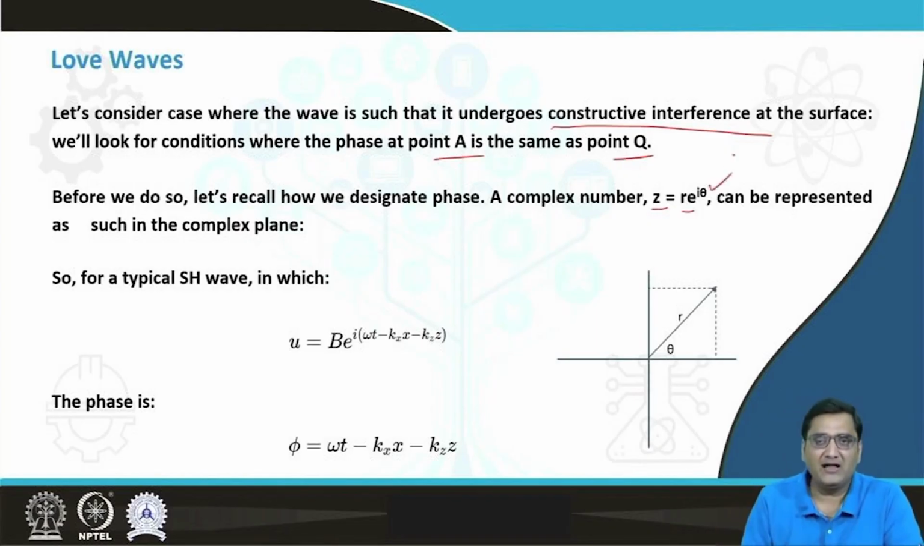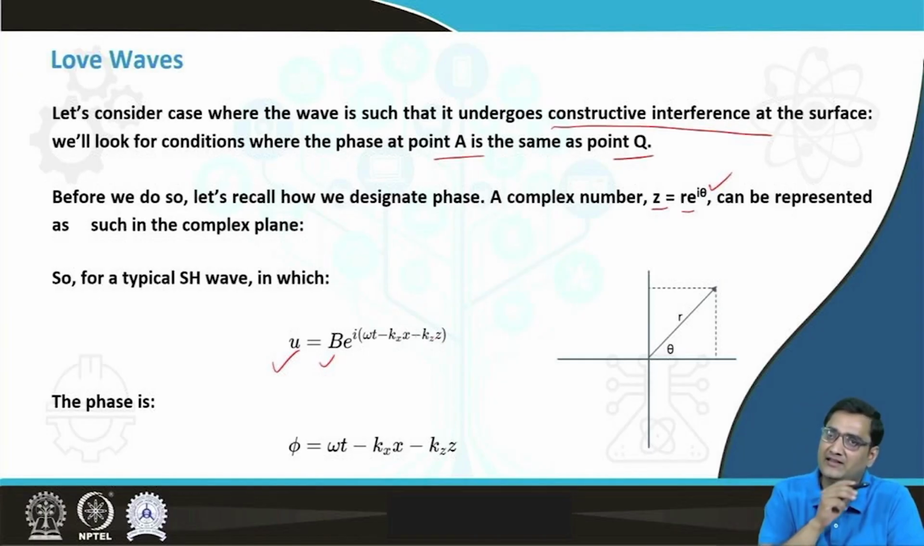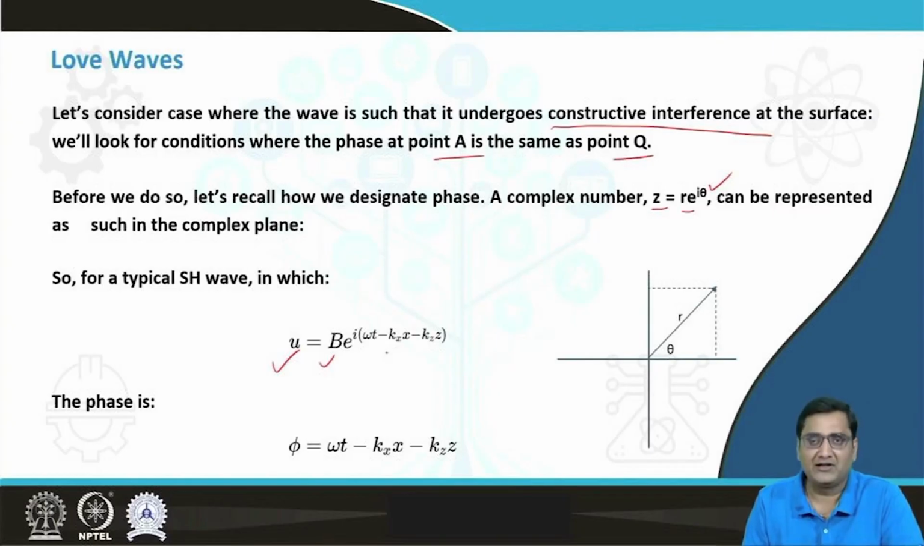So for a typical SH wave, we can write the displacement equation for the SH wave as U is equal to B e to the power iota in bracket omega t minus kx x minus kz z. Since you know that the wave is traveling in the xz plane, but its particle motion is happening in the y direction, the wave number will be in terms of kx and kz, and omega is the angular frequency, and x and z are the coordinate directions.